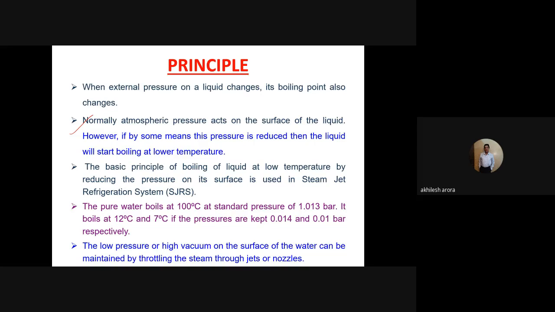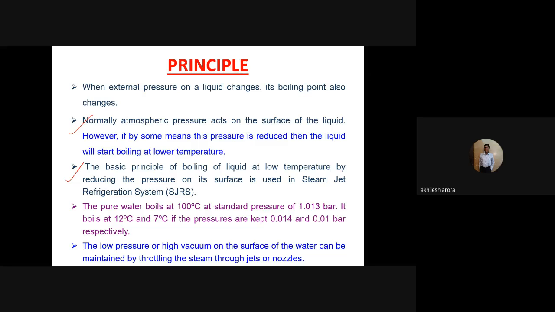It could be so low that if I reduce the pressure to such a level, then it can also boil at say 10 degrees Celsius or 12 degrees Celsius. It depends upon the level of the pressure actually. And you also know if we increase the pressure, then the boiling temperature of the water increases. This is already known to you. So this basic principle of boiling of liquid at low temperature by reducing the pressure on its surface is used in a steam jet ejector refrigeration system.